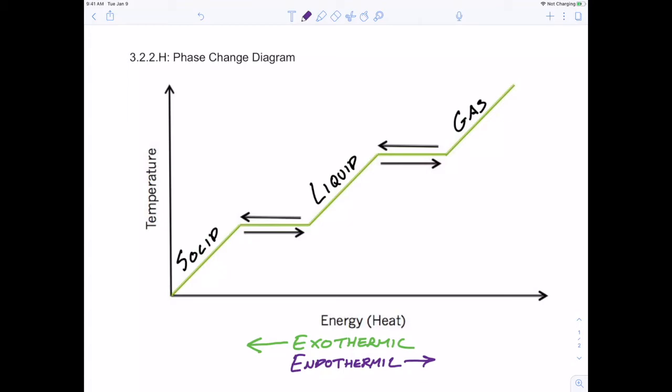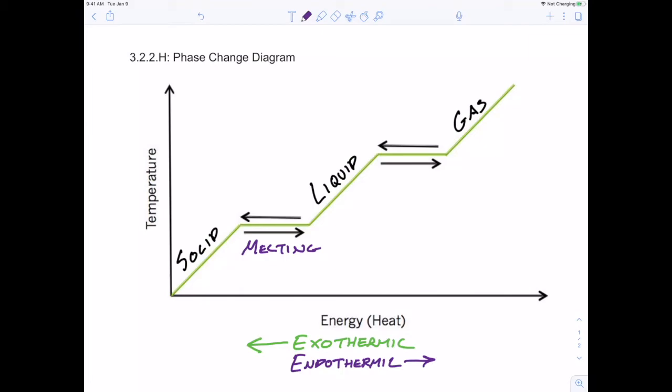So let's go ahead and put our phase changes on here and think about them in terms of how the energy changes. If we go from solid to liquid, you can see right here that we are adding energy and therefore we are moving to the right, and that is endothermic. So we're going to go ahead and write melting in purple because it is an endothermic process.